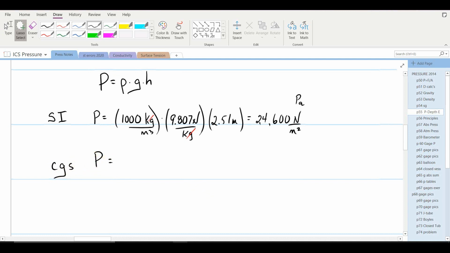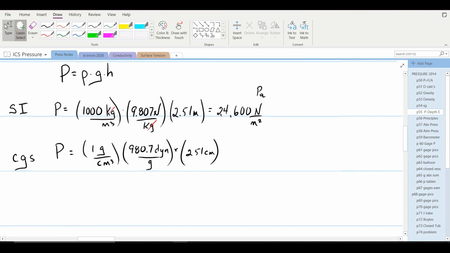Pressure. Rho is the mass density of water, which is 1 gram per cubic centimeter. The gravitational acceleration, that's like dynes per gram, force of attraction. Again, you can just look this up on the table, is 980.7 dynes per gram. And the height or the depth is 251 centimeters. This works out to be, we'll have dynes per square centimeter here, 246,000 dynes per square centimeter.